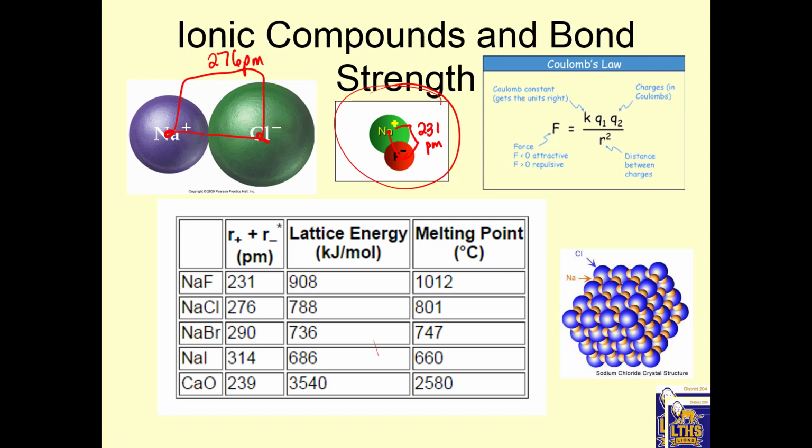So what does that mean? Well, let's look at their energy. The lattice energy of this bond is 908 kilojoules per mole. The lattice energy of that bond is 788 kilojoules per mole. So as the radii get bigger, the lattice energy gets smaller, and the melting point is lower. What does that mean? That means the smaller the radius between the positive and negative ion, the more energy it takes to melt them. So it's a stronger bond.